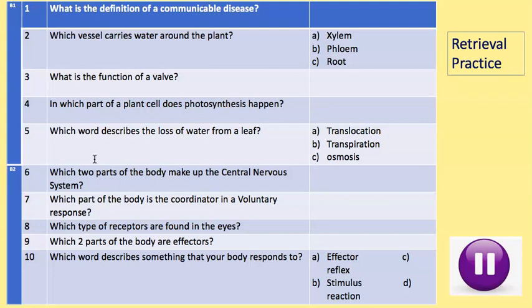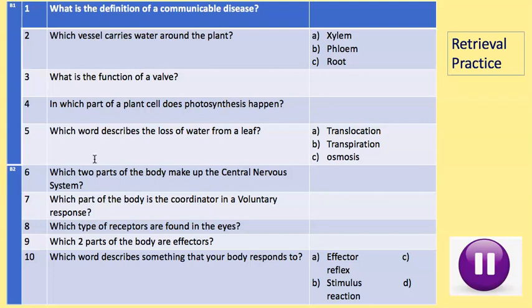In which part of a plant cell does photosynthesis happen? That would be the chloroplast. Number five, which word describes the loss of water from a leaf? That is transpiration. Number six, which two parts of the body make up the central nervous system? That would be the brain and the spinal cord.